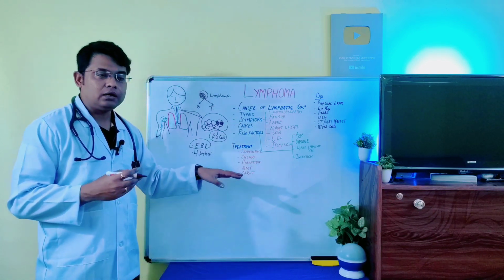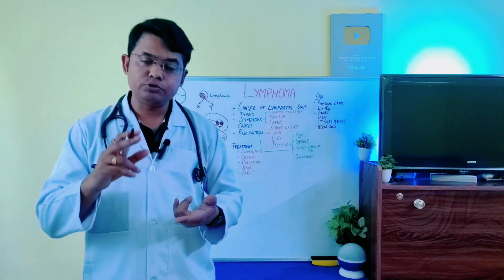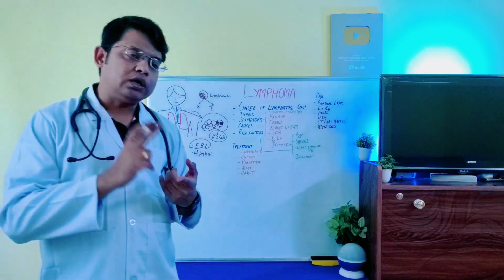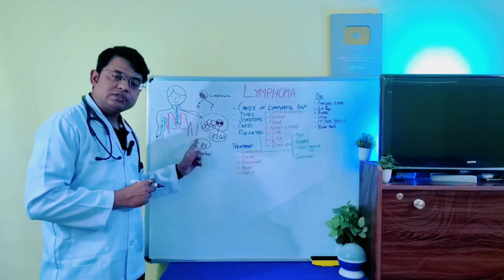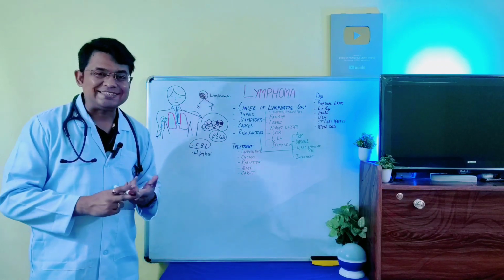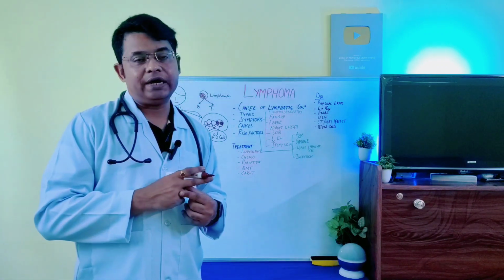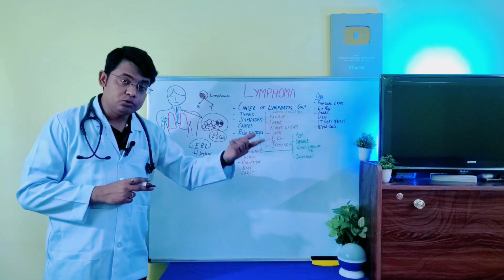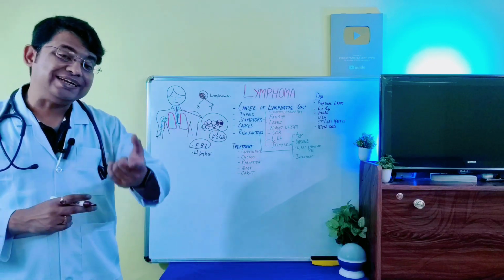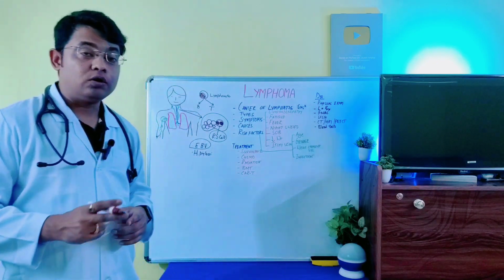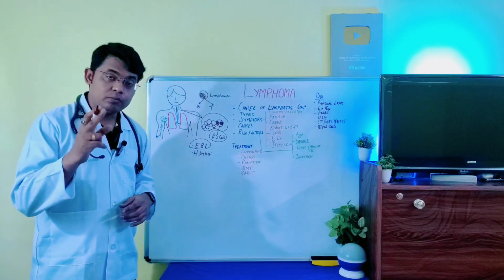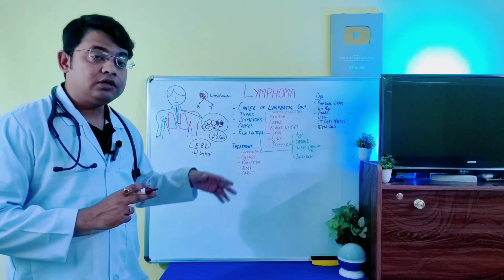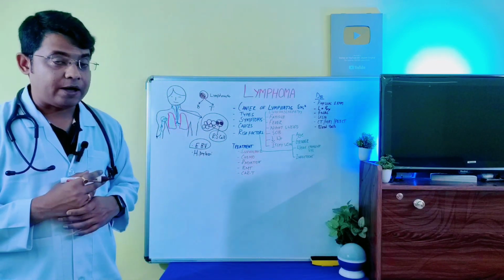Next is CAR T therapy. CAR T therapy is a very advanced modality of treatment. It is not available in every country. Here we take out the lymphocytes from the patient's body, then genetically engineer those lymphocytes so that they can detect cancer cells. After transfusion, those genetically modified lymphocytes can easily recognize the lymphoma or cancer cells and kill them. So these are the treatment options we have.